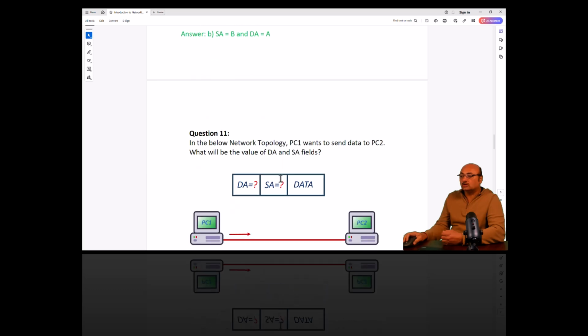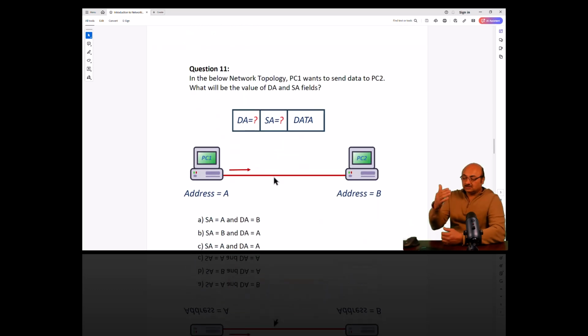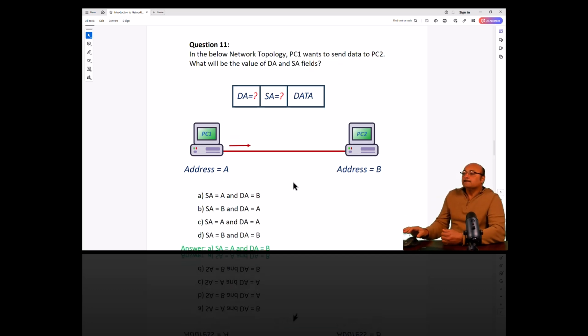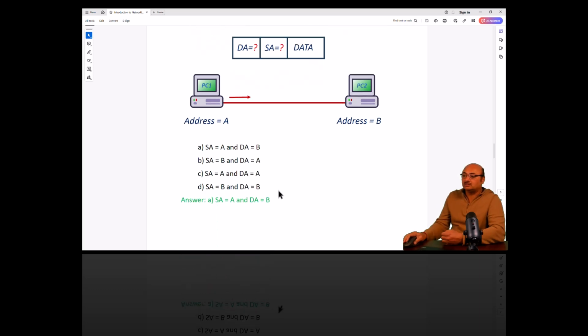Moving on to 11. As I said, 10 and 11 are similar questions. We are just trying to make sure that you hone in on the concept. Here PC1 is sending data to PC2, so PC1 is going to put its own address, which is A, in the SA field. So SA is going to be A, and it is going to put PC2's MAC address in the DA field. So SA equal to A and DA equal to B is the correct answer.